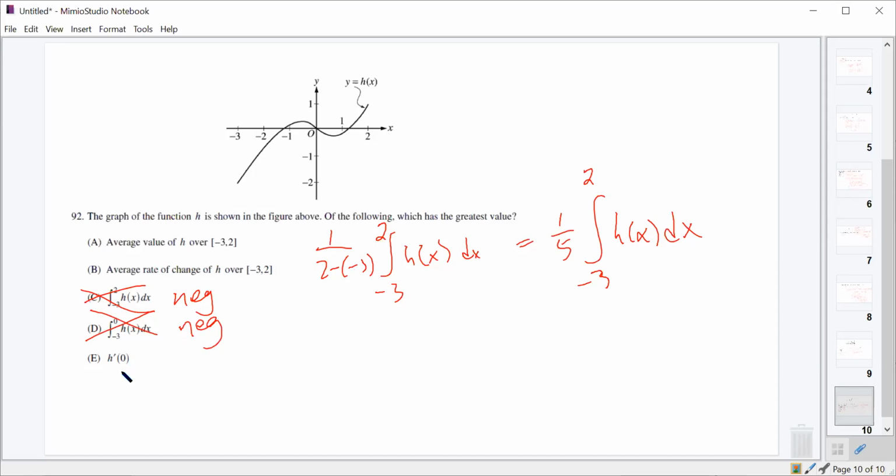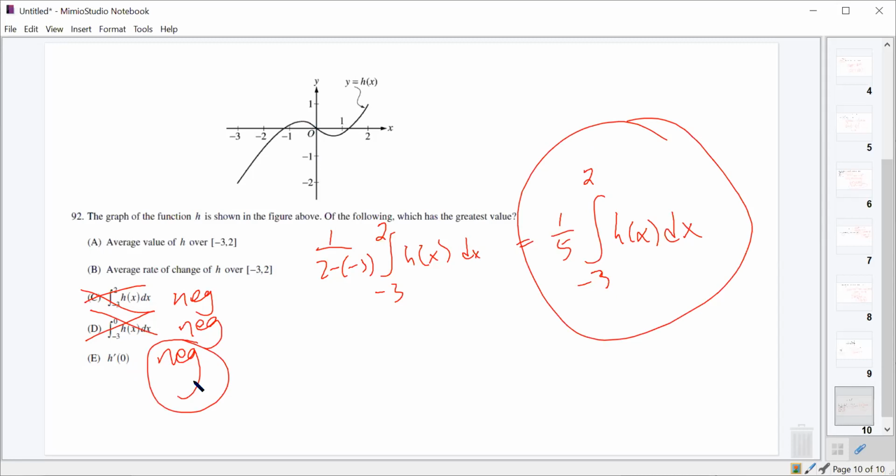H prime of 0 is the slope at 0. Well, that's also negative, but it's hard to determine in comparison to this which one of these things is larger. But if we look at the average rate of change of H on -3 to 2, well, the average rate of change of H is the slope between the endpoints. Well, that is positive. Everything else we looked at was negative. That's the only one that was positive. And so the positive one must clearly be greater than all of the other negative ones.